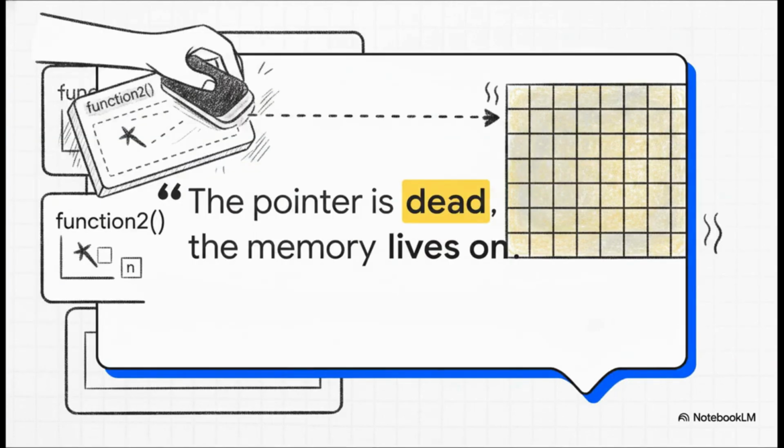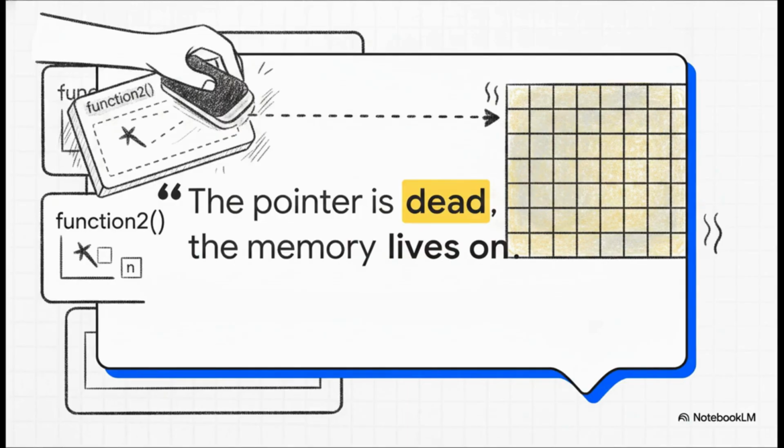But here is the crucial point. What happens next? Step 4 is the climax of our story. As the quote goes, the pointer is dead, but the memory lives on. You see, when function 2 finishes its job, control flows back to main, and the system does exactly what it's supposed to do. It automatically wipes that whiteboard clean. It auto-deletes the function 2 stack frame, which instantly destroys the variable n and our pointer.